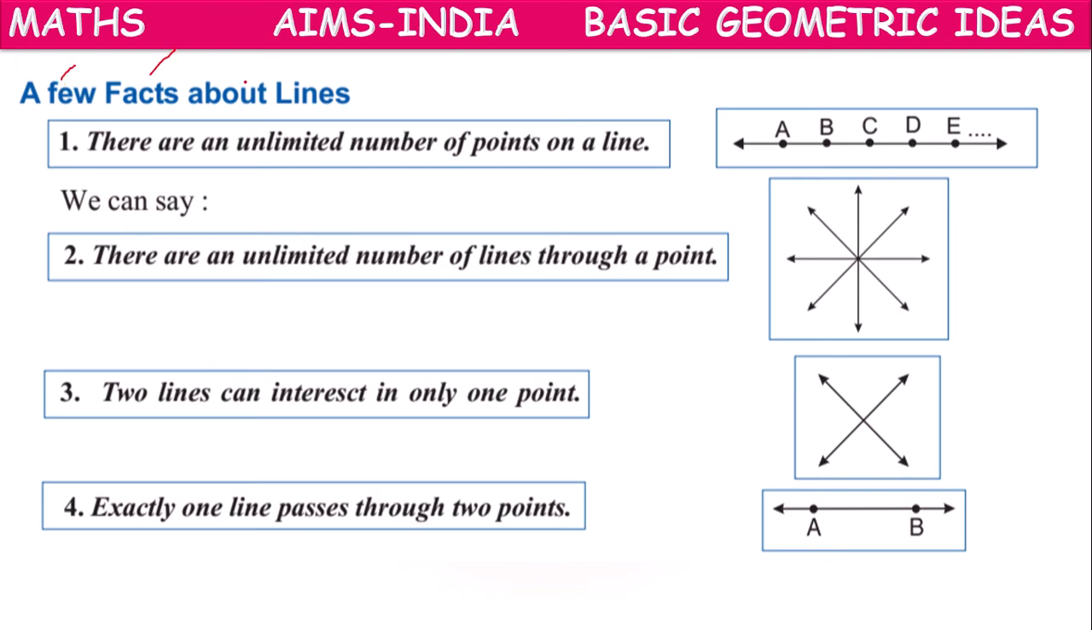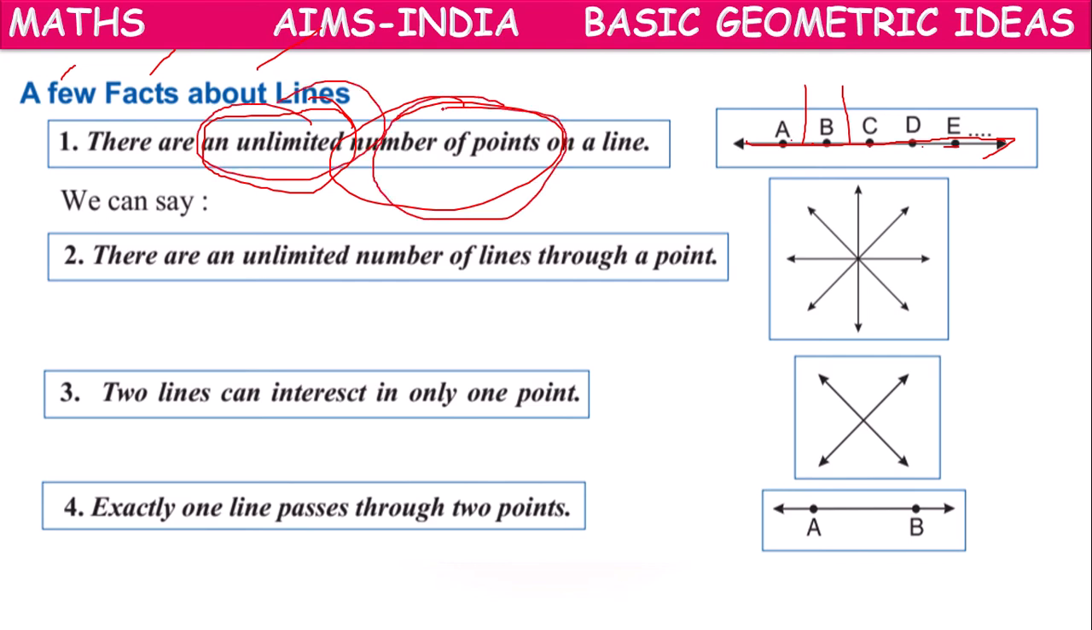Next, a few more facts about lines. On one line we can have an unlimited number of points like A, B, C, D, E. Between A and B we can take one point, between B and C we can take one point. So on a line there will be an unlimited number of points, or a line is a combination of infinite number of points.